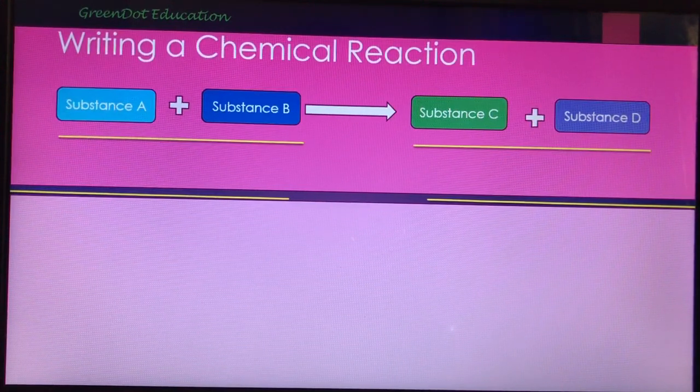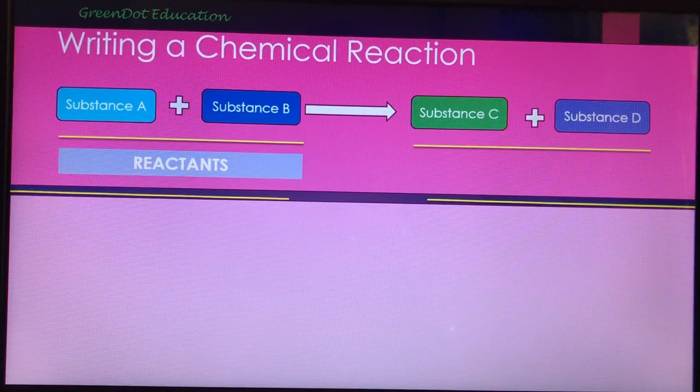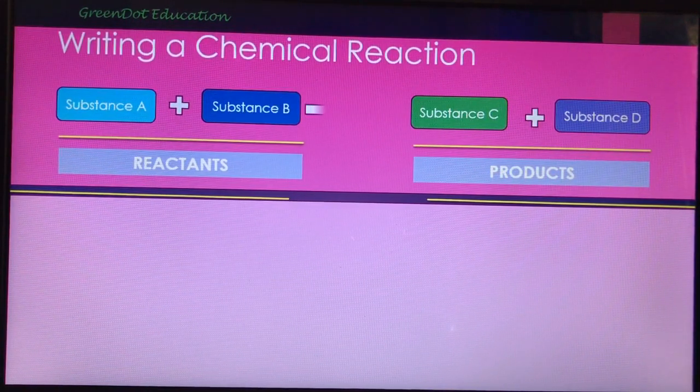The substances on the left hand side of the arrow are known as reactants, whereas the substances on the right hand side of the arrow are known as products. The arrow shows the direction of the reaction, that is, substances A and B are reacting to give the products, substances C and D. Any conditions regarding catalysts, atmosphere, atmospheric pressure, heat, temperature, etc. are written above the arrow. In this way, we can denote a chemical reaction.